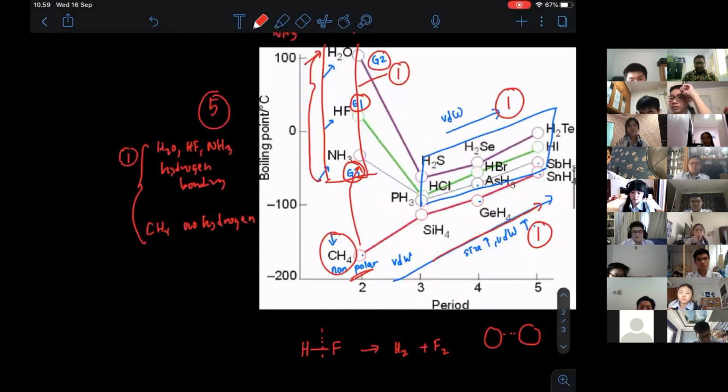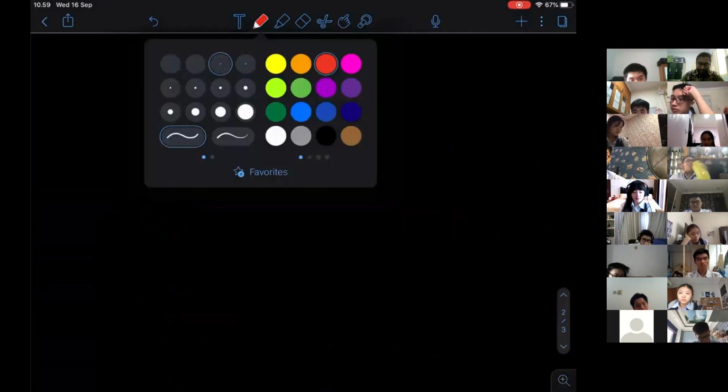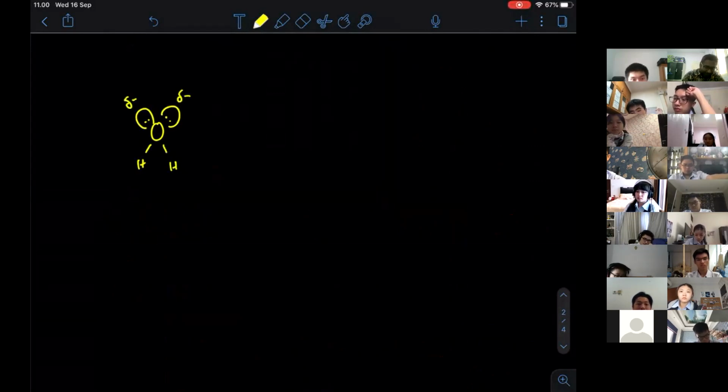To explain that, I'm going to explain to you now. It's about the number of hydrogen bonds that they can actually form. Let's look at water. Water can have this kind of structure. I will draw it like this so that it's easier to see. The lone pair. This is delta negative, delta negative. This one is going to be delta positive, delta positive.